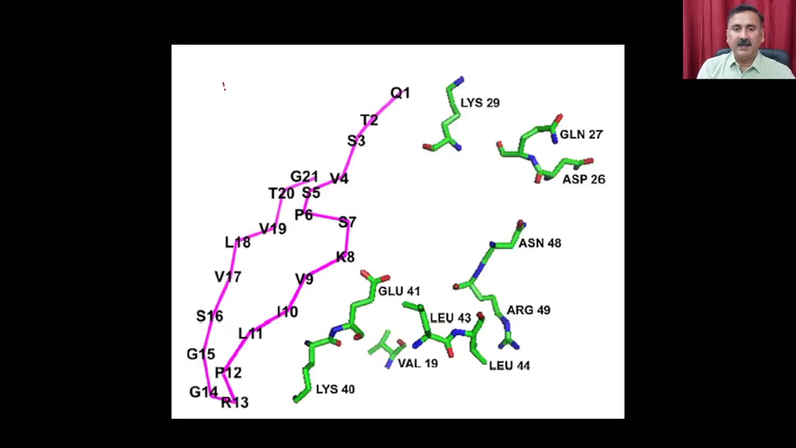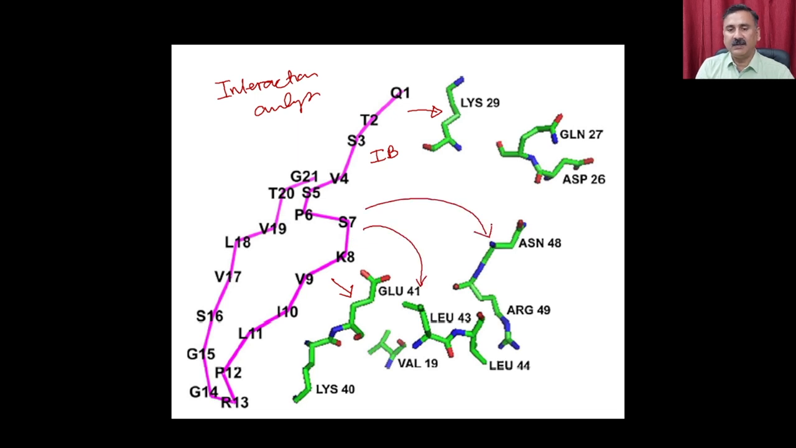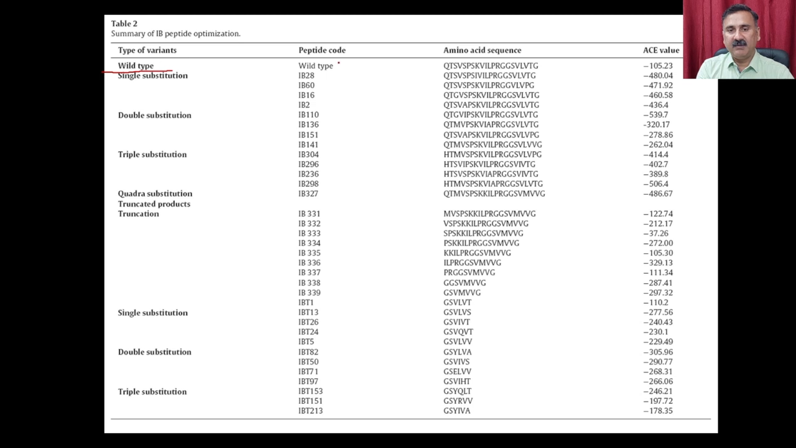First thing we did was the interaction analysis. So this is the IV peptide, and we identified the crucial residues which are responsible for the interactions. Considering these interactions, we started modifying the fragments. Remember that when we were talking about receptor based inhibitor design, we started designing the fragments. So we took the wild type molecule, which is the IV peptide, and then we started modifying the fragment. We first started making mutations in the main chain. We did single substitutions, double substitutions, triple substitutions. Single substitution means we changed one amino acid at a time. Double substitution means we changed two amino acids at a time. And triple substitution means we changed three amino acids in the sequence at the same time, okay?